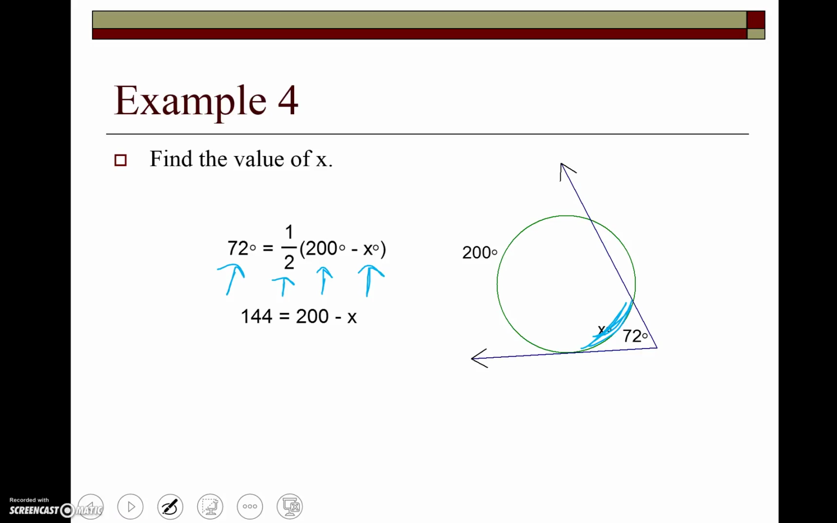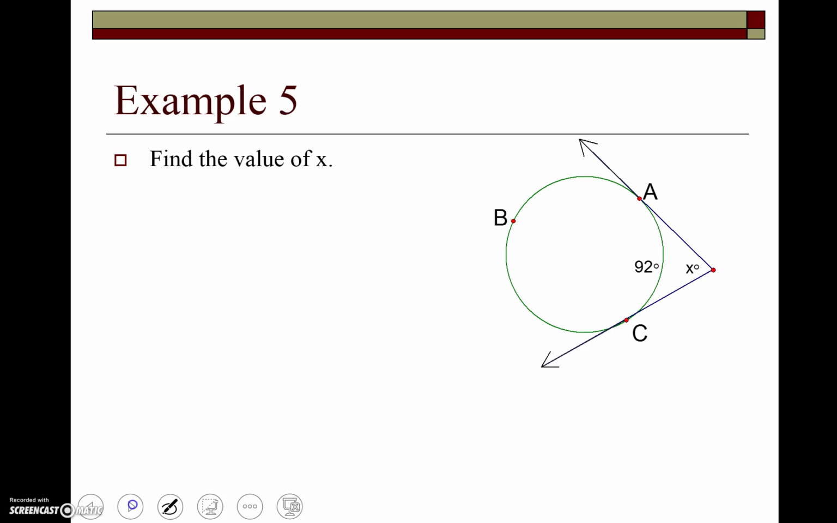So I'm going to go ahead and multiply both sides by 2. When I multiply the left-hand side by 2, I get 144. When I multiply this side by 2, the 2 and that 1/2 will cancel. So I'm just left with what's in the parentheses. Moving the 200 over to the left, I get negative 56 equals negative x, or I can move the 144 to the right and x to the left, and that gets x is equal to 56.